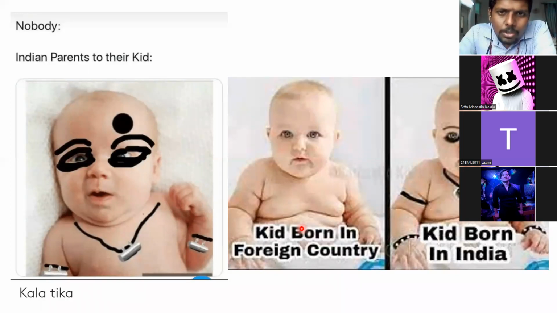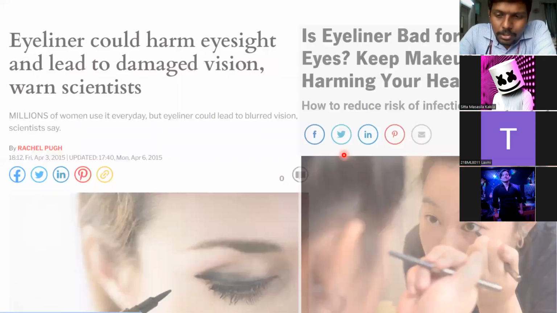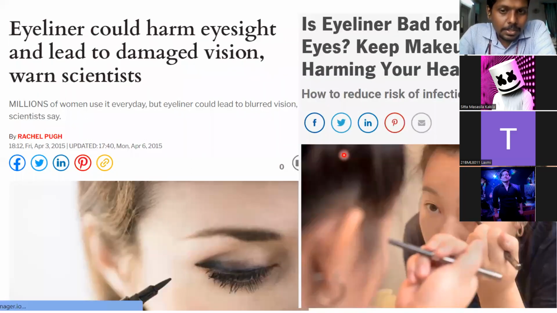Even though it looks like a funny meme, the effects are serious. Stibium usage can cause blindness. There are numerous scientific reports giving conclusions on antimony toxicity. So this antimony is a toxic heavy metal, and it can cause blindness.